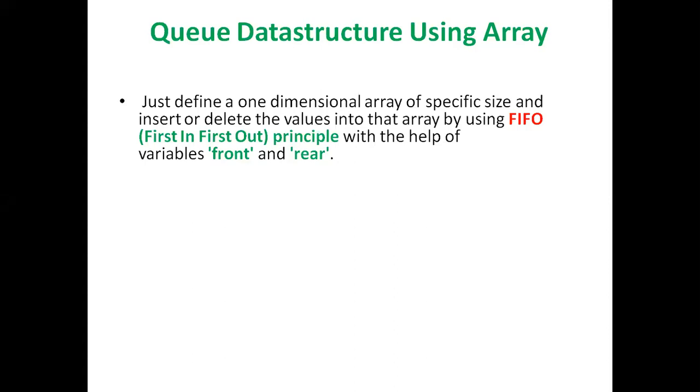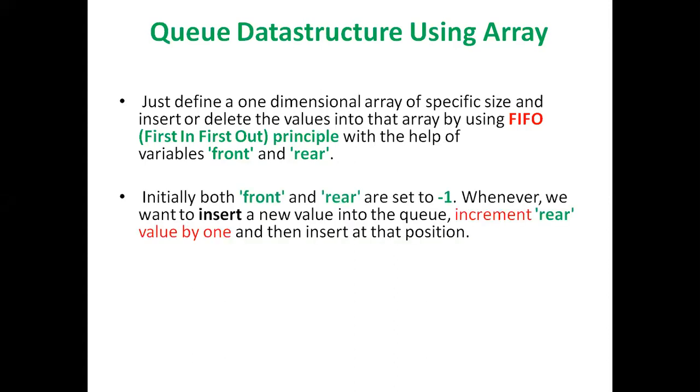So here initially if you want to perform the queue using arrays and by using FIFO operation, we should take one single dimensional array with a specific size and declare the variables front and rear. Two variables we need, front and rear. Next, initially both front and rear values are assigned -1. -1 means there are no elements in the queue. Means front and rear both values are indicating -1 initially.